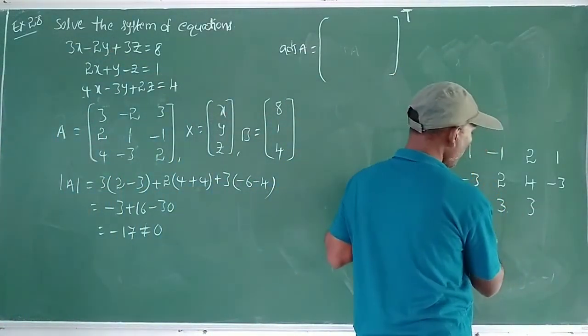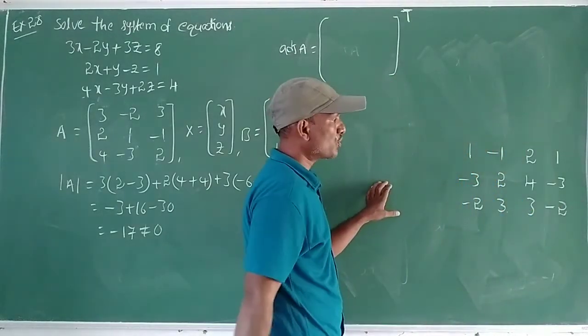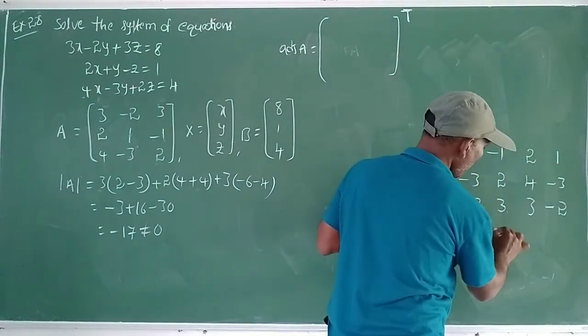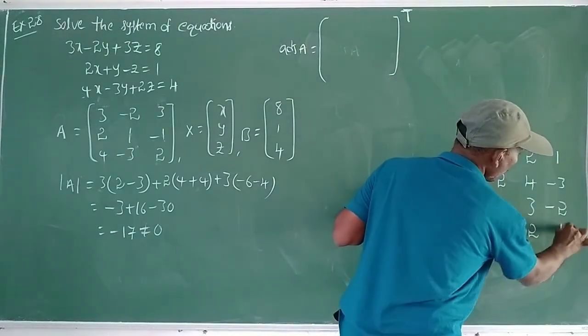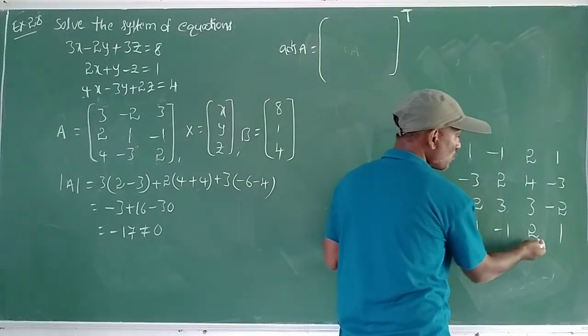3 after 3 is there. Next, starting minus 2, ending also minus 2. Next, starting 1, minus 1, 2, 1, ending also 1, minus 1, 2, 1. 1, minus 1, 2, 1 starting, ending also 1, minus 1, 2, 1.